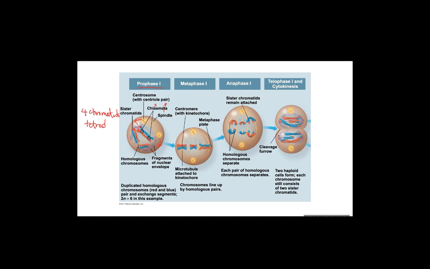Anaphase 1 is when the homologous chromosomes separate. One member of each pair of homologous chromosomes goes to one pole, and the other member moves to the other pole. Spindle microtubules drag each member of the homologous chromosomes to both poles. Therefore, homologous chromosomes now separate. Each pair of homologous chromosomes becomes separate. That occurs during anaphase one.